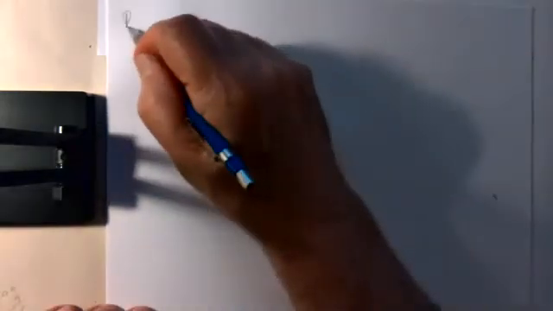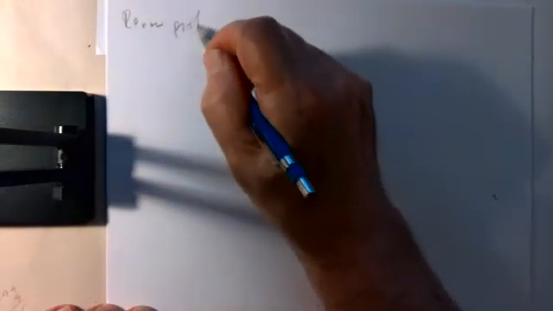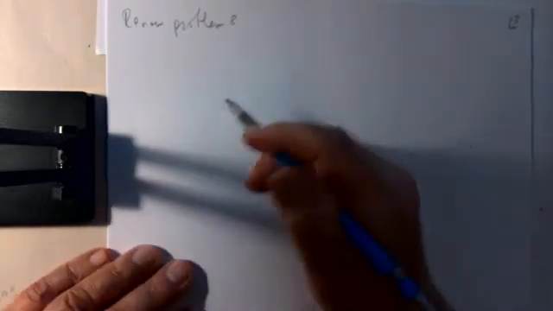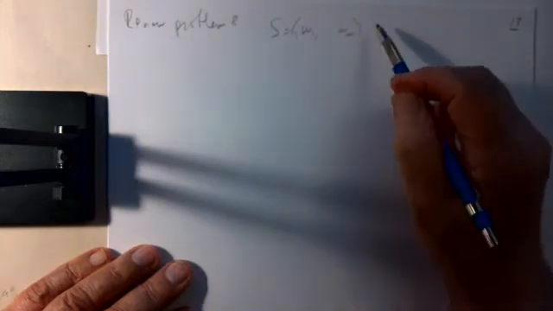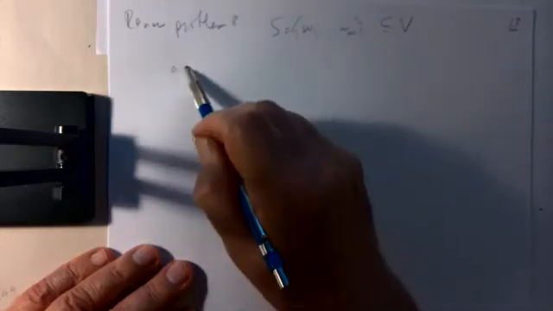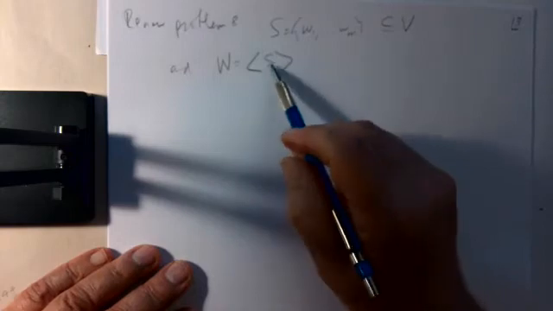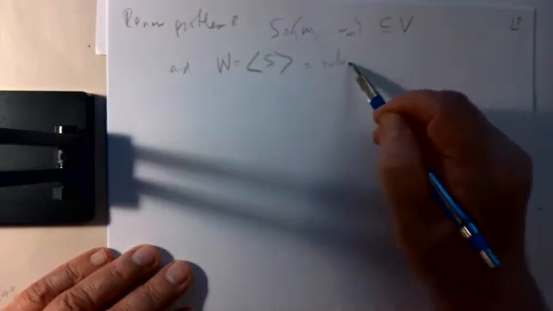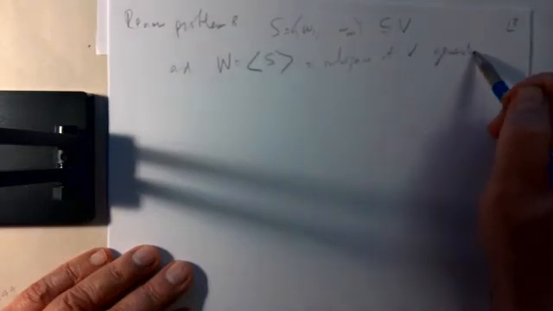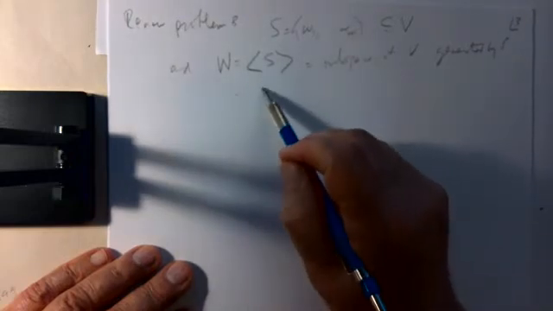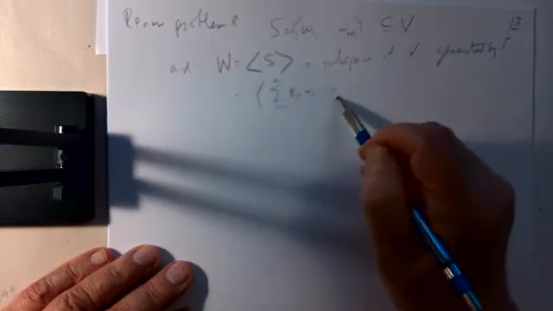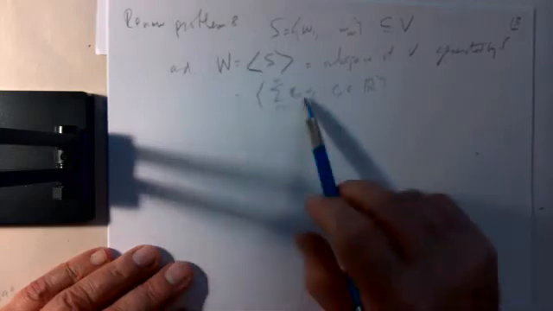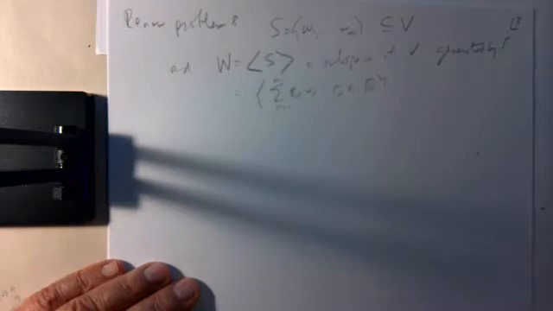So this is review problem 8. We have S is a set of m vectors contained in the vector space V. And W, I put S in these brackets, this is the subspace of V generated by S. That means this is the set of all linear combinations of vectors in S. That's what a subspace generated by a set is.